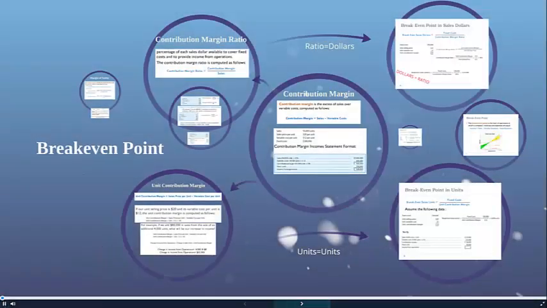In this lecture, we're going to go over break-even point. The break-even point is the point where you make no money, but you don't lose any money. So you're breaking even at zero. There's a lot of different equations to get to this point, and we'll take a look at each of those now.